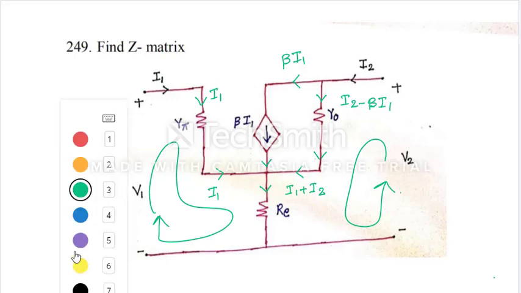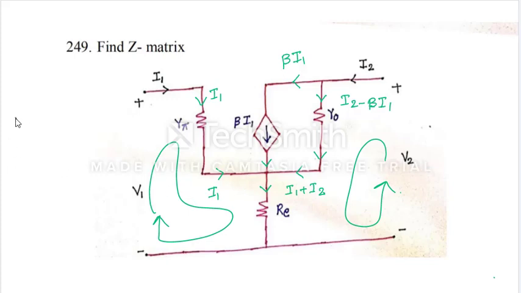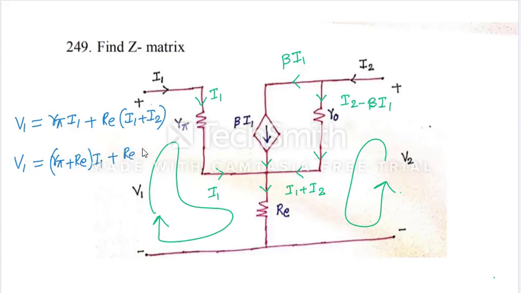Now we'll write the KVL equation in the first loop. Tell me here: V1 is equal to R pi into I1 plus RE into I1 plus I2. So that is V1, which is given as R pi plus RE into I1 plus RE into I2. Now we are done with the equation for this loop. This is one Z parameter standard equation.